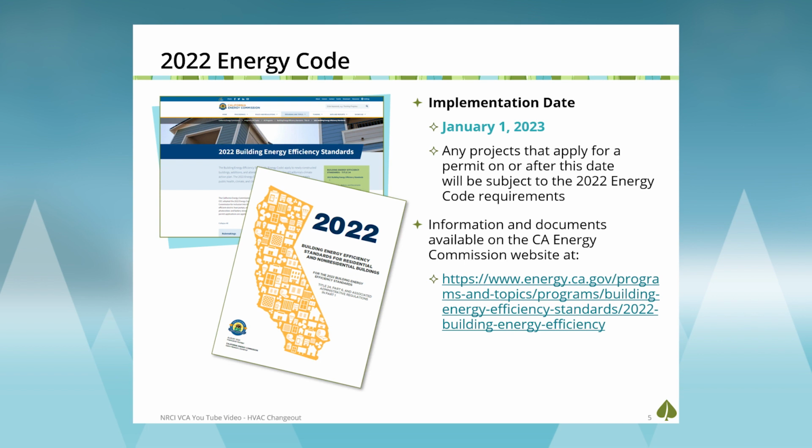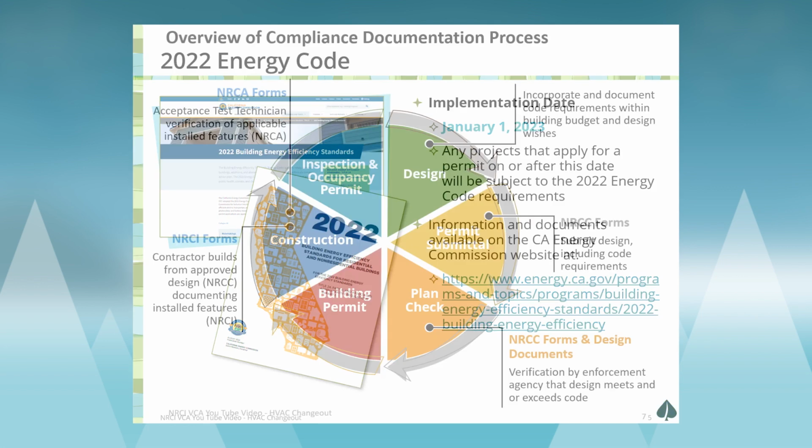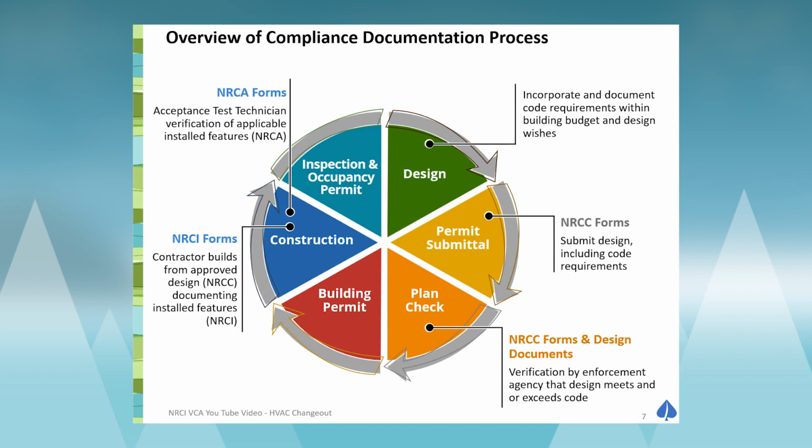What we're talking about today is associated with the 2022 Energy Code, though the 2022 Energy Code applies for projects that apply for permit as of January 1st of 2023. If they applied for permit before that date, they would be subject to the 2019 Energy Code, and there is a different documentation process for that code cycle.